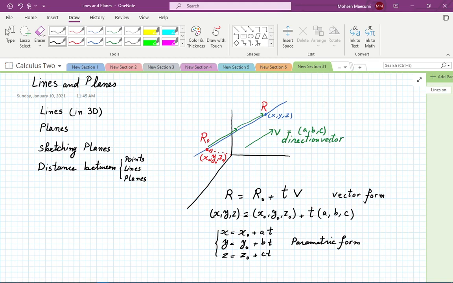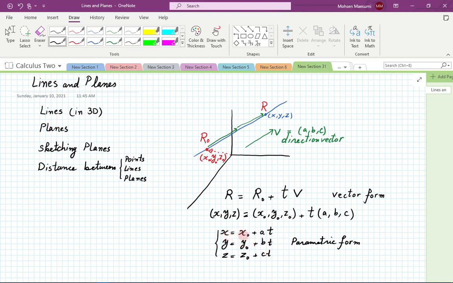And then sometimes we want to mention the line without mentioning anything about the parameter. So I can calculate t from each of these three equations and say, well, it's the same parameter, so all of these things have to be equal.